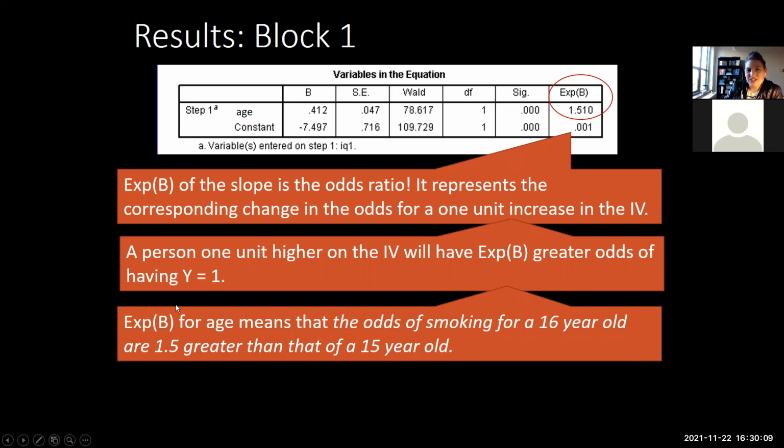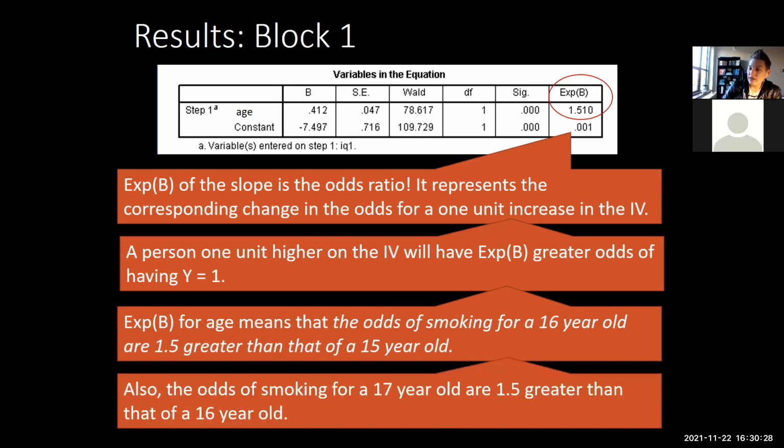So this interpretation is actually really similar to how we were thinking about it in our dichotomous predictor. It's just that this is theoretically limitless within the scope of our actual observed data. Instead of only being able to do it once, you can do it a lot of times. And this is just to say that this continues up, so that the odds of smoking for a 17-year-old are 1.5 times greater than that of a 16-year-old, and so on.